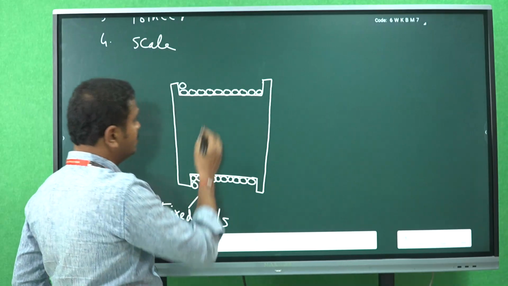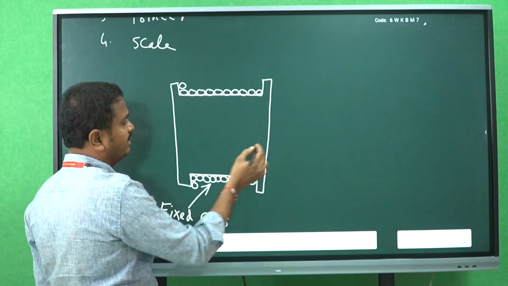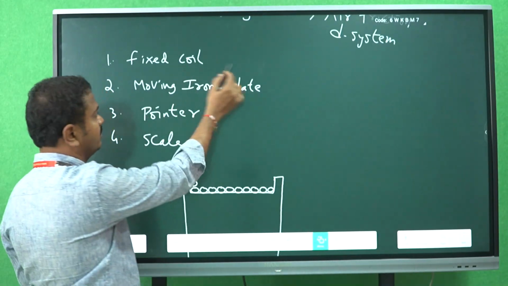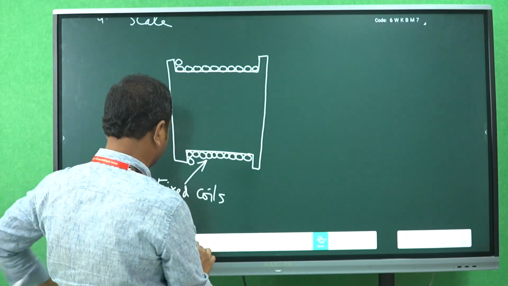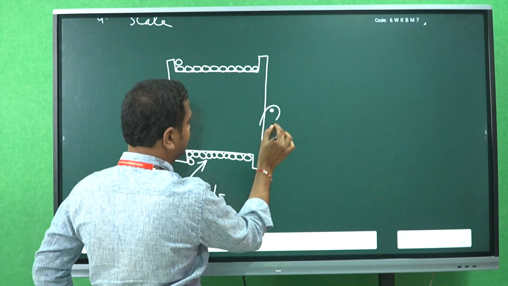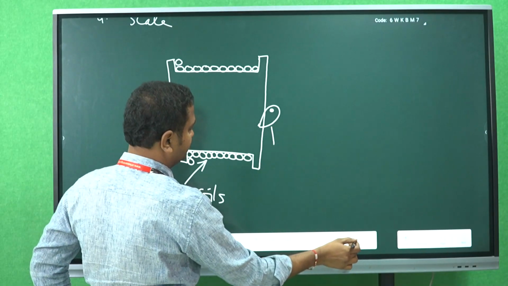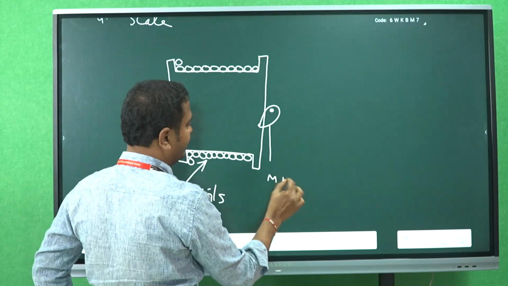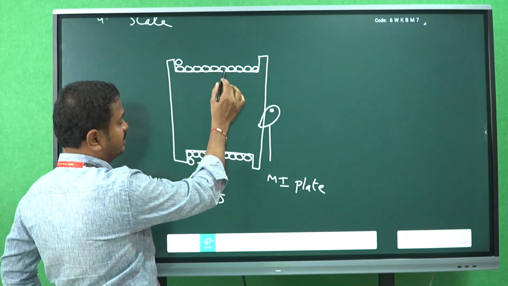Okay, so fixed coils are arranged on the chamber. This is called the chamber. The first one is the fixed coil, the second one is the moving iron plate, right? The moving iron plate is placed near the chamber. Clear? So: fixed coil, moving iron plate.